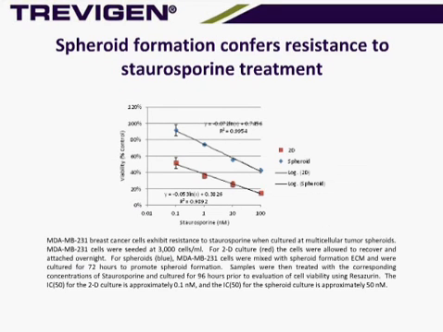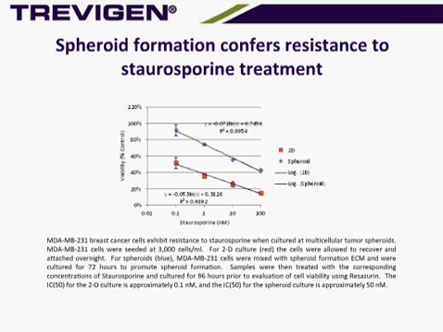And then we've also used this assay. This was done using the fluorescence assay to look at 2D versus spheroid viability with staurosporine treatment. And what we saw was that the 2D cells were much more sensitive to the staurosporine. They had an IC50 of around 0.1 nanomolar, whereas the spheroids, again these are the MDA-MB-231s, had an IC50 closer to 50 nanomolar.